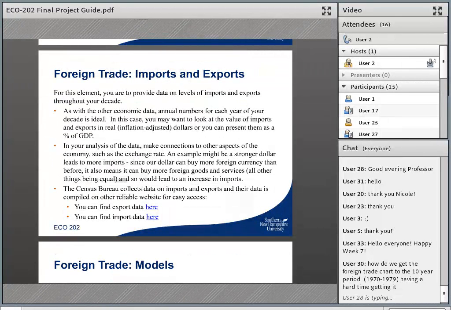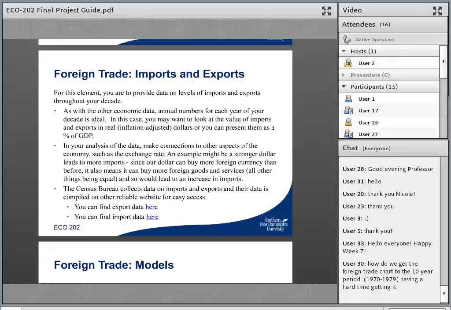So foreign trade, imports and exports is the first one. And there are two elements that have to do with foreign trade. This first one is focused on the data. You're going to provide the data on levels of imports and exports throughout your time period. These should be annual numbers.